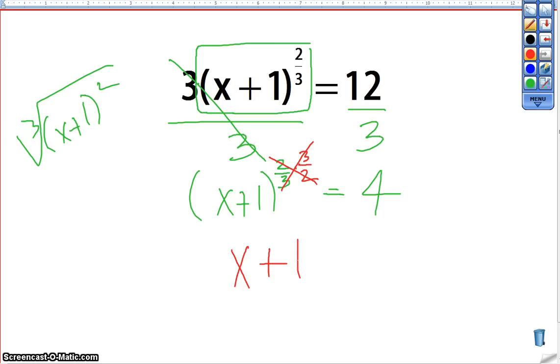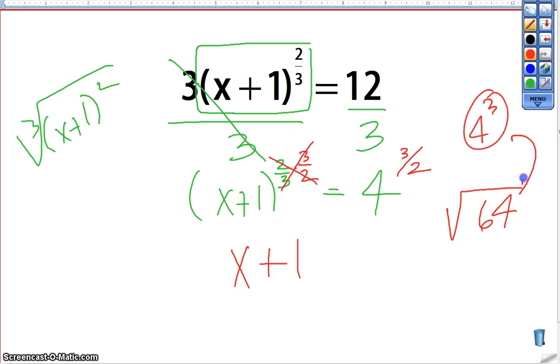But you know the name of the game. If you do it to the left, you've got to do it to the right. So that's why I need to put a 4 to the 3/2 power. Now, what that really means is the square root of 64. How the heck am I getting 64? That's 4 to the 3rd is 64.